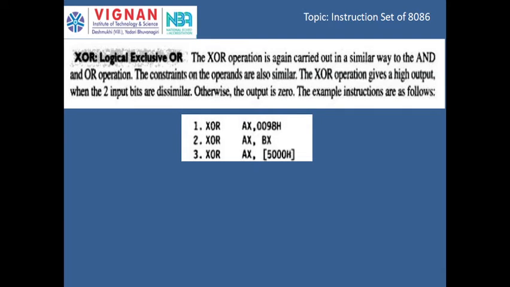In a similar way we have logical exclusive OR, for which the instruction is XOR. This also carries out the logical exclusive OR operation in a similar way to the AND and OR operations. So examples are XOR AX comma 0098H or XOR AX comma BX. First we will see examples for these four instructions, and after that we will go for the shift operations.